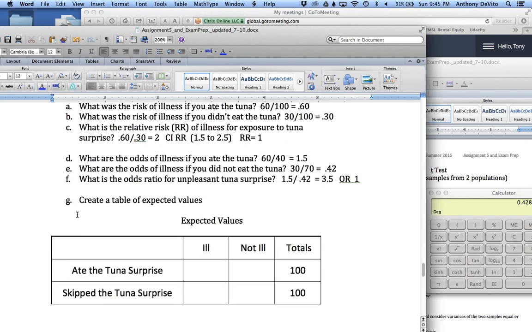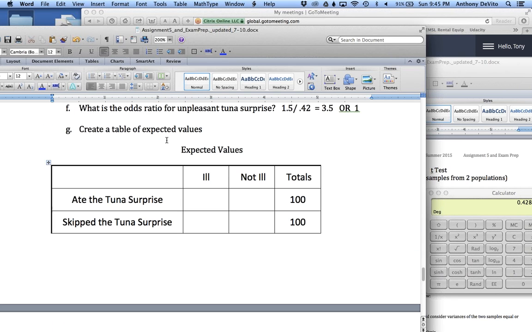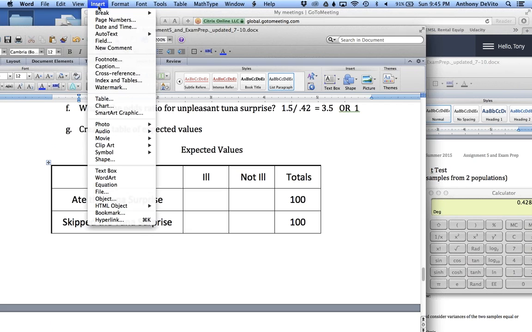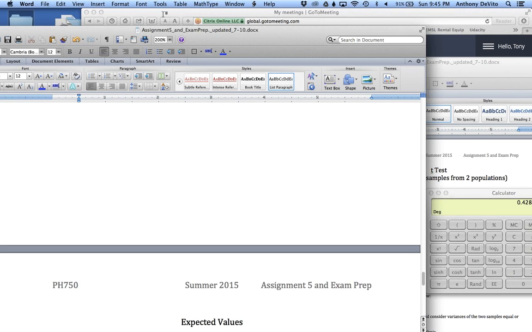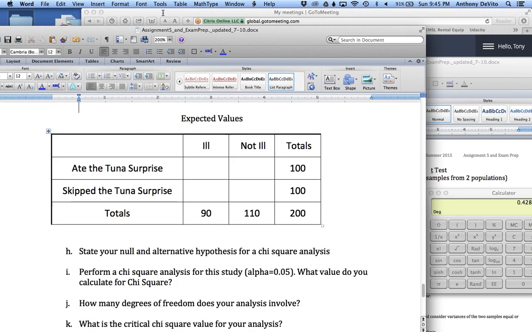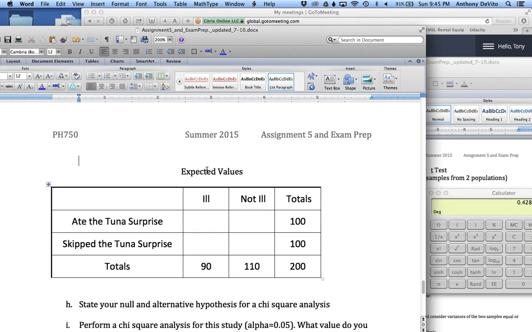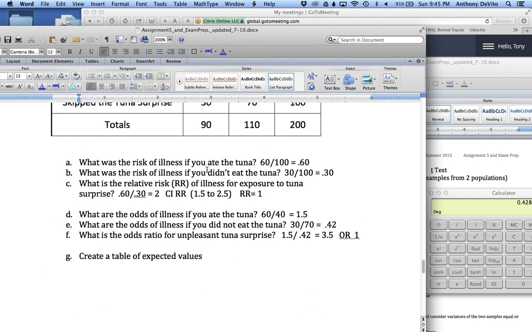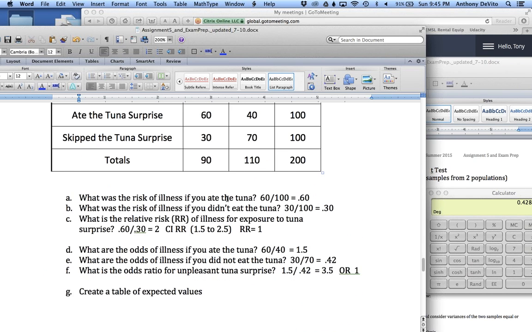Okay. Well, I'm going to take another look at this. I'm going to look at it a different way, and that would be if there was no difference in the rate at which people that ate the tuna surprise got sick, and the rate at which people that didn't eat it got sick, then I would have a table just like this, except my expected values might be different than the ones that I observed.